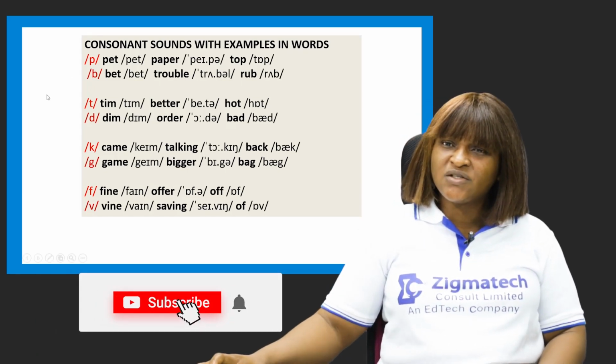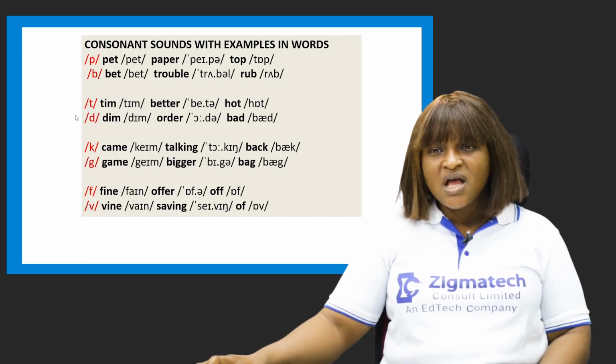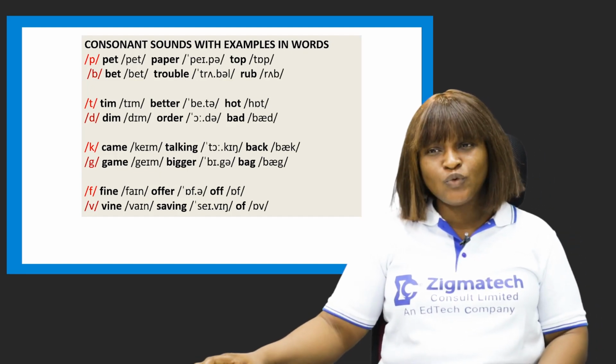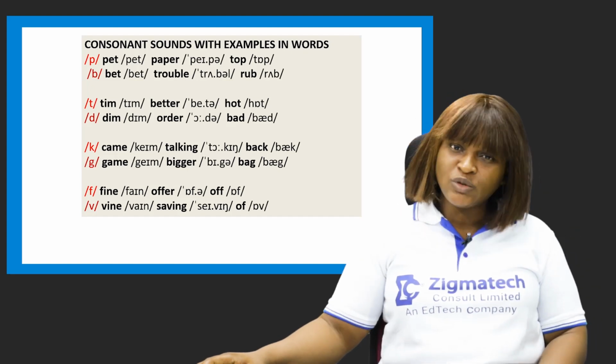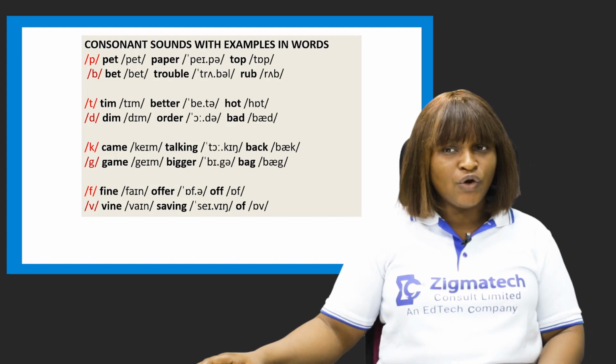Now let's go to the next sound, which is t. Now I want to clear something. Sometimes we hear people speak and it looks as if the letter T is not pronounced when they speak. We call it tapping T. That's the American way of speaking.